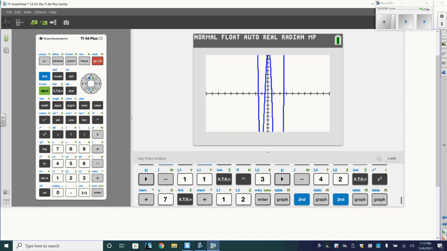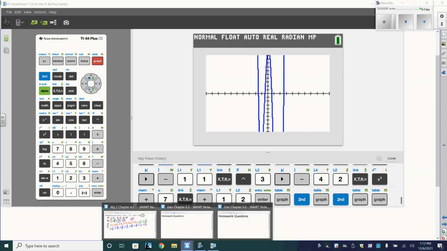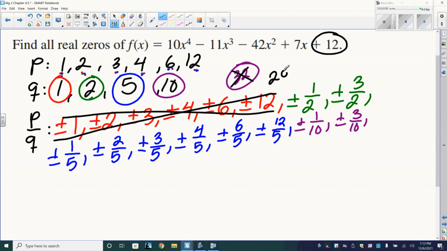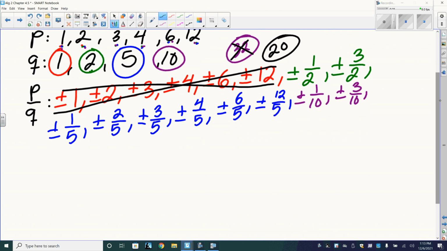And it definitely didn't give us any whole numbers, did it? So when we look back at our possible rational zeros, out of all these, we can say for certain it's none of these, because it can't be a whole number. If it was, it would have shown up on the calculator. 1, 2, 3, 4, 5, 6, 7, 8, 9, 10, 11, 12. Okay. So we got rid of 12 of those possible rational zeros.